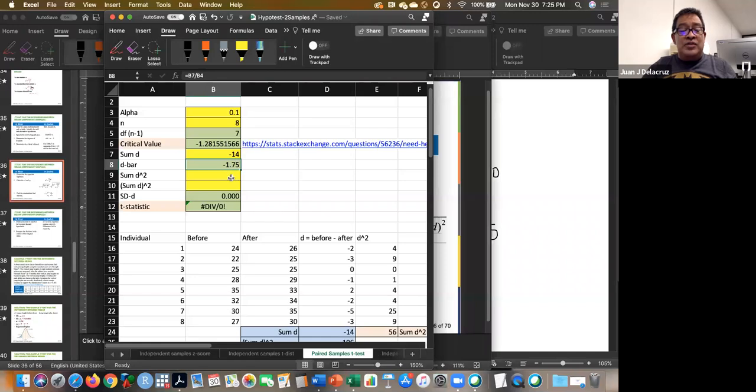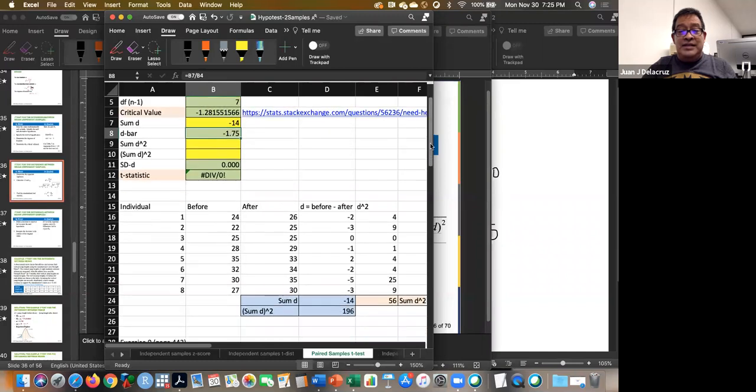So I need the summatory of the D's squares. Here, the summatory of the D's squares is going to be this value, right? And then here is the sum of these, then square. So I'm going to sum all of these and then square it. I'm going to say equal, click on this. That's basically what I need to solve this case.